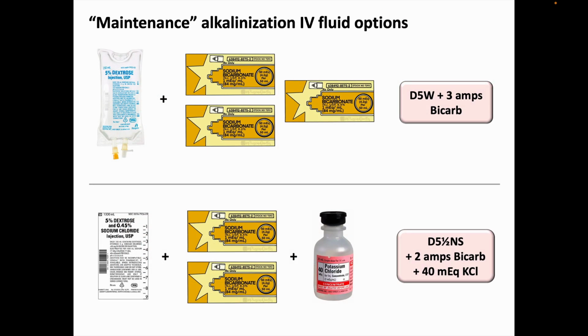In the previous 2 slides, we talked about adding 3 amps of bicarb to a liter of D5W to create a roughly eunatremic solution. I've also seen people use D5 half normal saline with 2 amps of bicarb and additional potassium, say 40 milliequivalents added per liter. This solution is higher in sodium than serum, although not an extreme amount higher, and it works on the reliable prediction that you're almost definitely going to need to supplement potassium anyway.